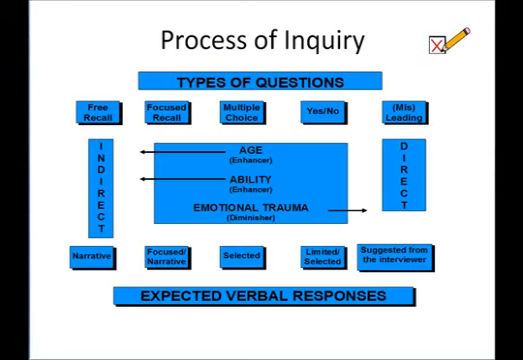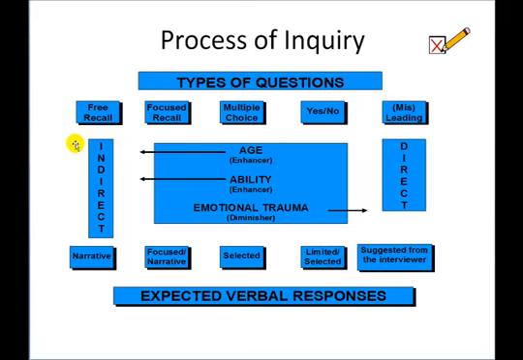This is a chart that speaks to the general sequence and question types, which we call the process of inquiry. The ideal type of question is over here on the left. It's called free recall. A question that calls for free recall is the least suggestive kind of questioning and results in the most reliable responses.